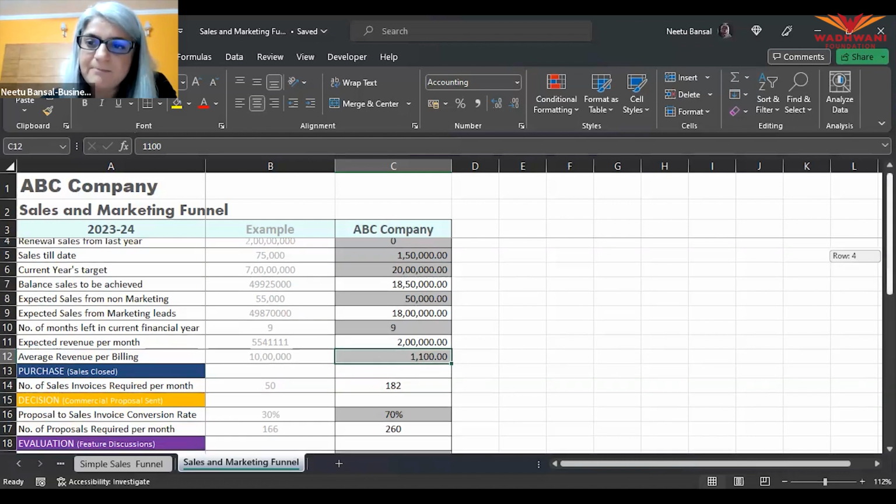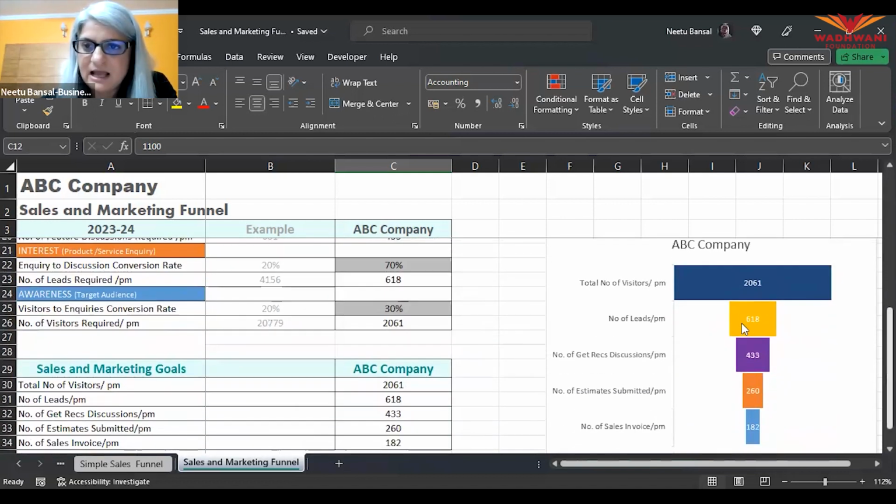If you have a bigger marketing budget and you think that getting 2,000 people is not a challenge at all for you with that marketing budget, then you know that you can be a little bit more aggressive in your sales numbers now. Does that help you, Akshay?